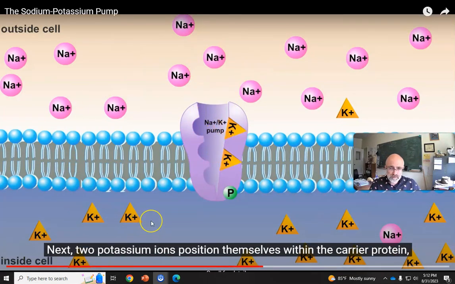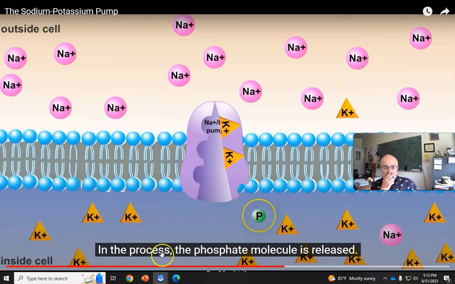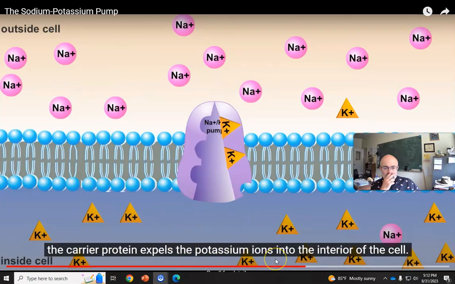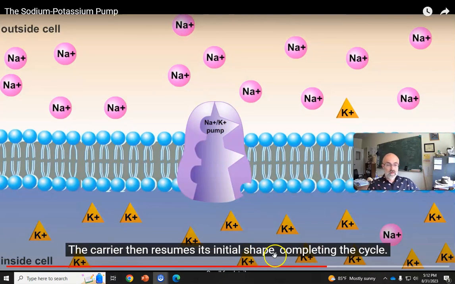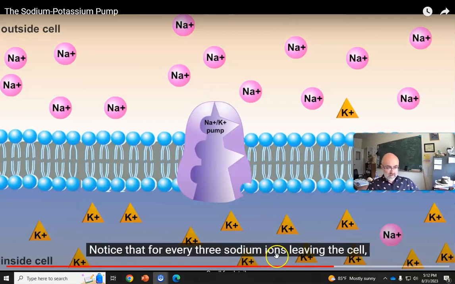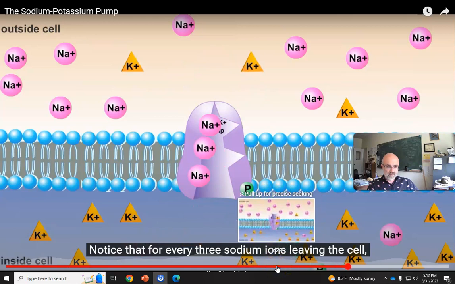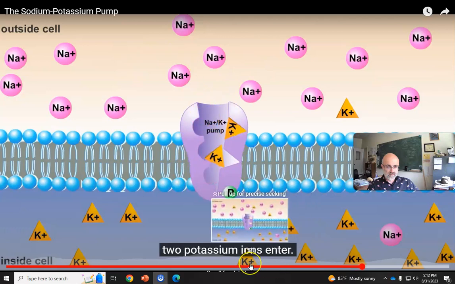Next, 2 potassium ions position themselves within the carrier protein, causing it to undergo another change in shape. In the process, the phosphate molecule is released. Once the phosphate molecule is released, the carrier protein expels potassium ions into the interior of the cell. The carrier then resumes its initial shape, completing the cycle. Notice that for every 3 sodium ions leaving the cell, 2 potassium ions enter.